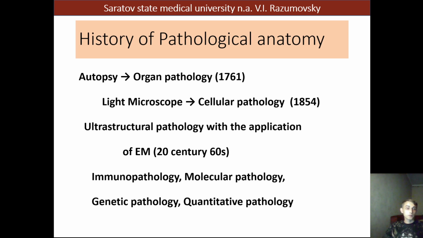Pathological anatomy has a history, and the history has some periods. The first period is the period of autopsy, from the 17th century. It's called the organ pathology period, or period of autopsy. Before this period, we have only long lists of manifestations of morphological changes in organs, because autopsy was banned.